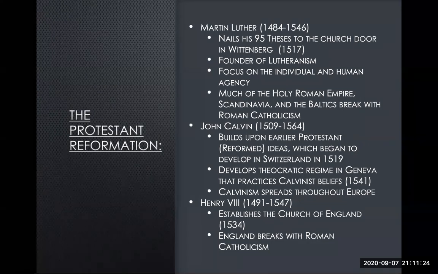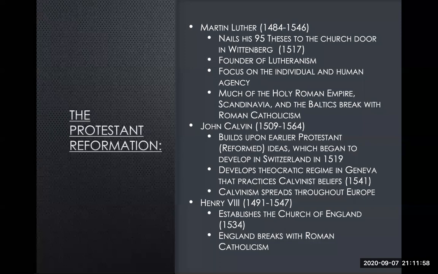Remember, I mentioned it's a lot of small principalities. We also see it embraced in Scandinavia and also in the Baltics. We see all these regions breaking away from Roman Catholicism. The next major figure here is John Calvin. He's a contemporary of Luther's, and he builds upon these earlier Protestant ideas. And this begins to develop around 1519. So this is beginning around the same time as Luther, a little bit after what we see happening in Wittenberg in 1517. It actually begins before the Council of Worms, where we see Luther making his main break with Rome.